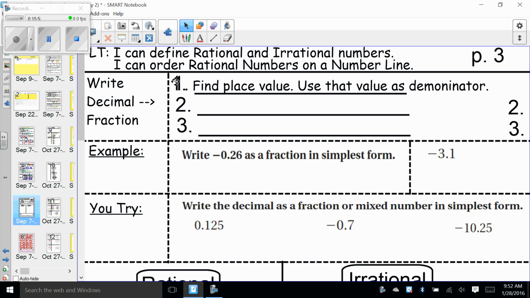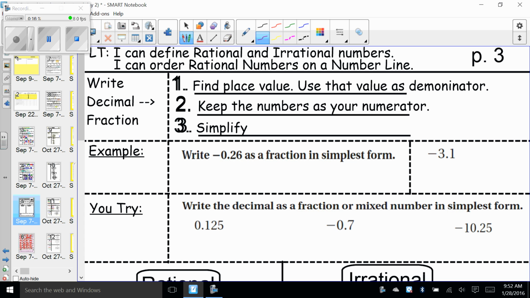Okay, hopefully you're caught up. If not, then you'll need to pause that video. Okay, and step 2 then. For step 2, we're going to keep the numbers as your numerator. So we find the place value, that's your denominator. And then we're going to keep the numbers as your numerator. Step 3, simplify.